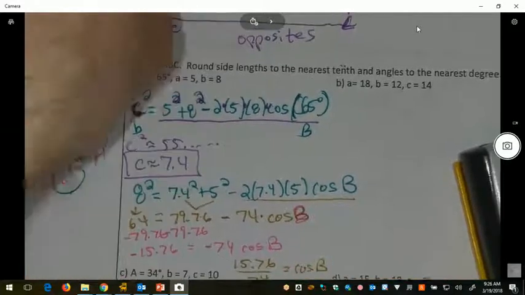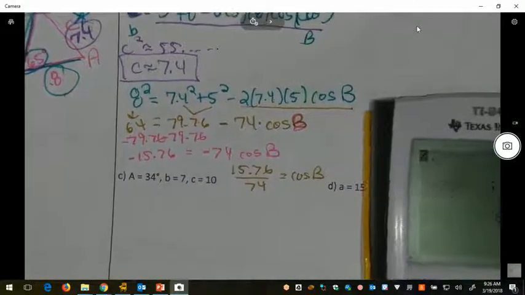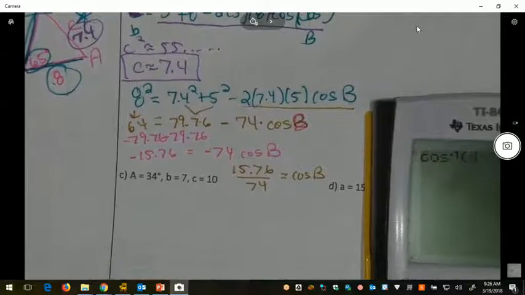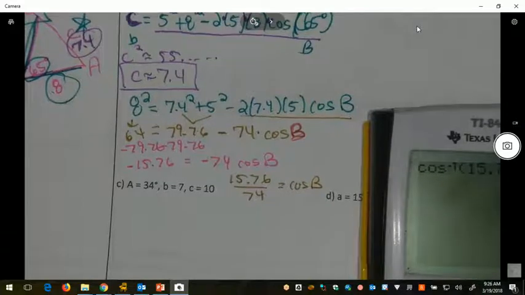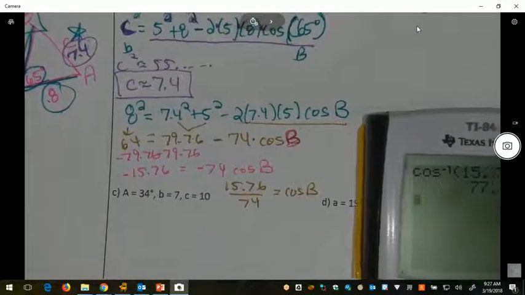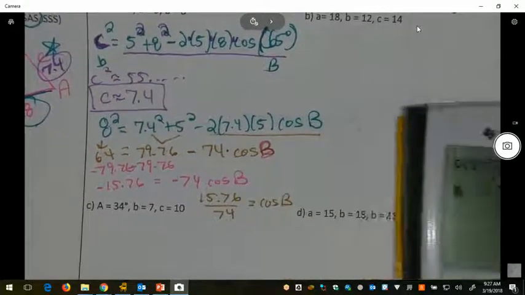How do I undo cosine to get angle b? Cosine inverse. So I'm going to do cosine inverse of 15.76 divided by 74. I get 77.7, they said round to the nearest degree, so 78 degrees.